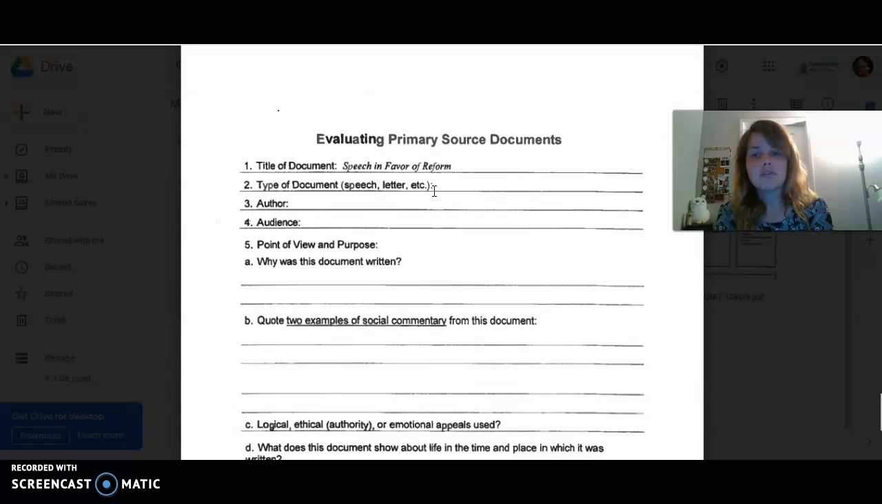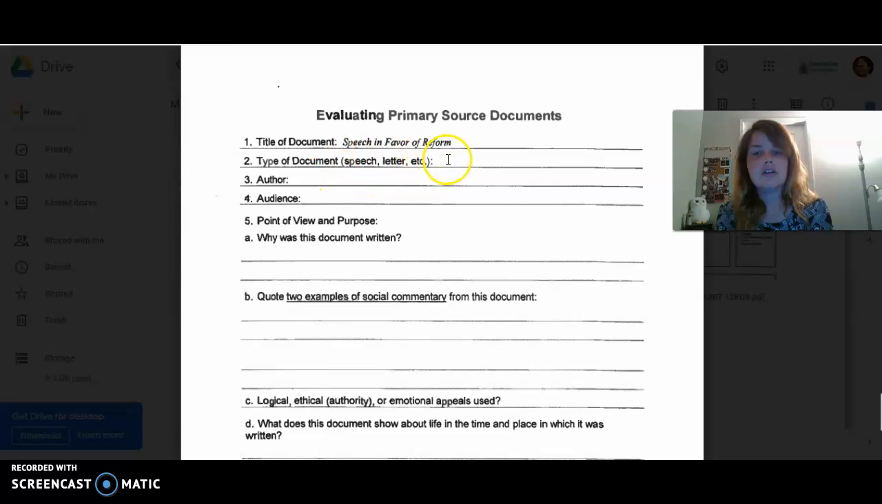You're going to have type of document. I'm guessing it's a speech. Maybe not, but I'm guessing it's a speech, right? Author, who wrote it. Audience, who is it written for? So is it written for people who already agree with them? Is it written to convince people who don't agree with them? Is it written to talk to those who have not heard of it before? Who is the audience?